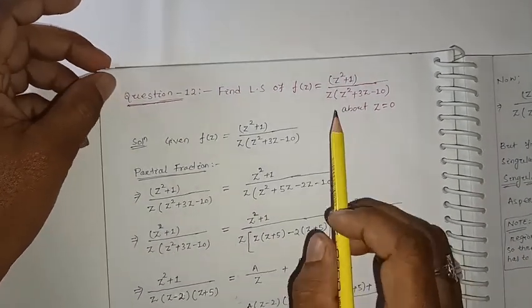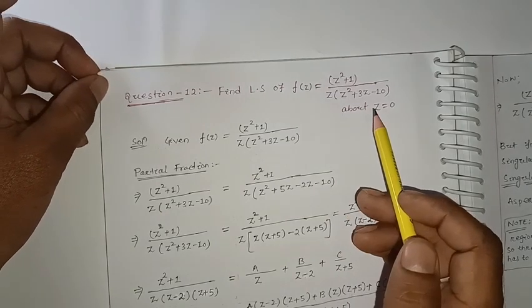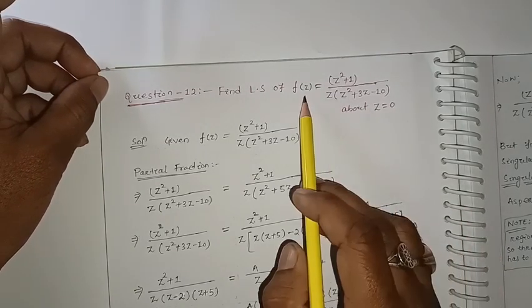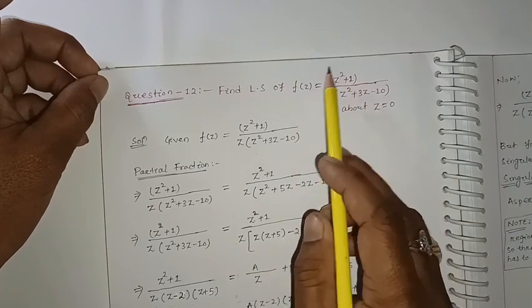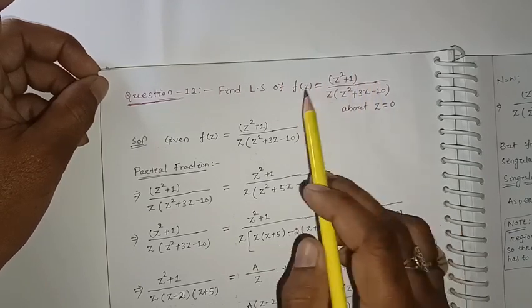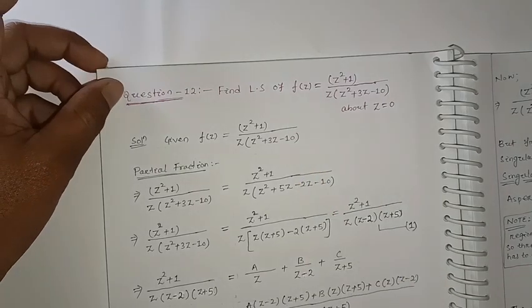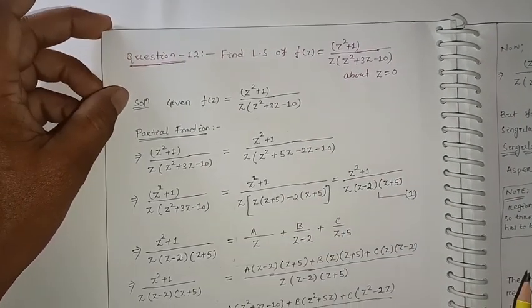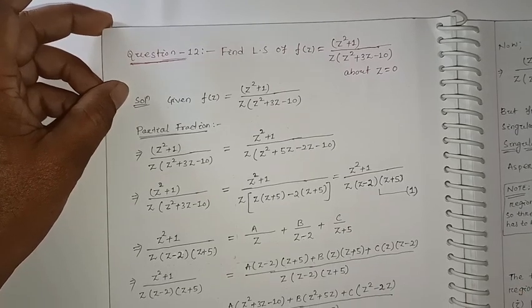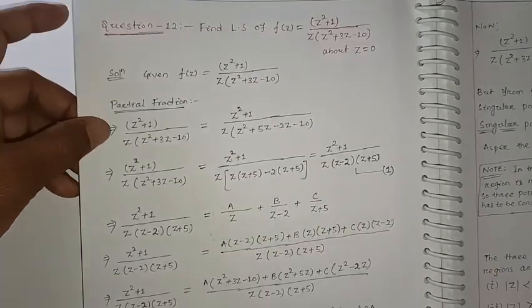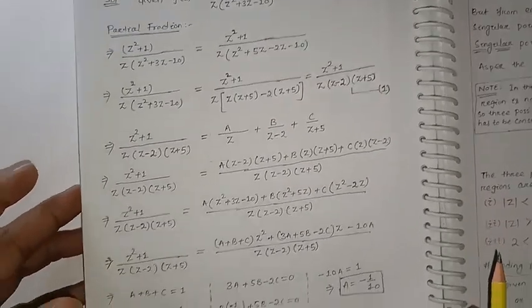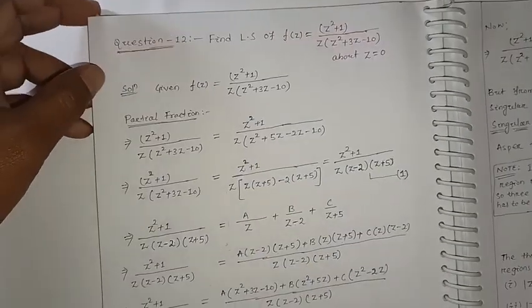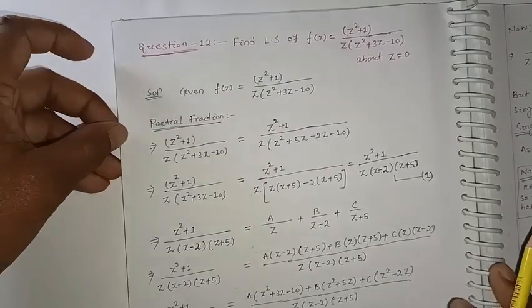Here you can see that no range has been given, but it has been given that about z equal to 0 we have to find the Laurent series. So before we find this question's Laurent series, first we have to do the partial fraction of this one, then we can find the exact singular points. I have done the detailed partial fraction here, you have to write it in your note. So quickly I'm going to discuss this partial fraction.